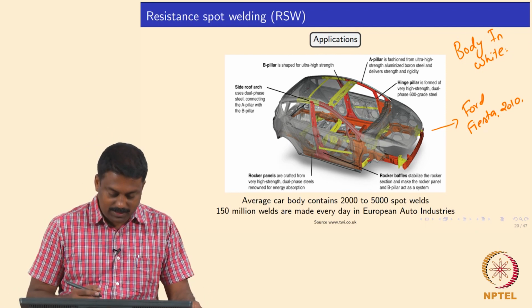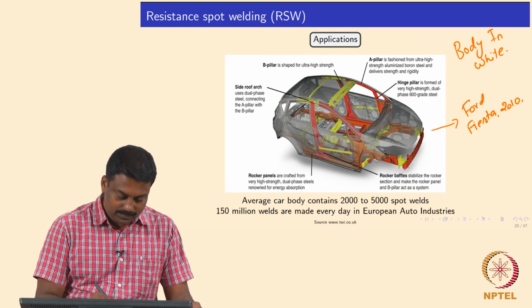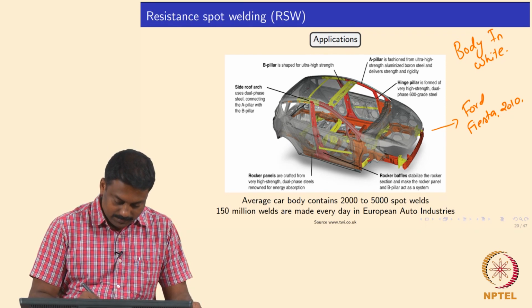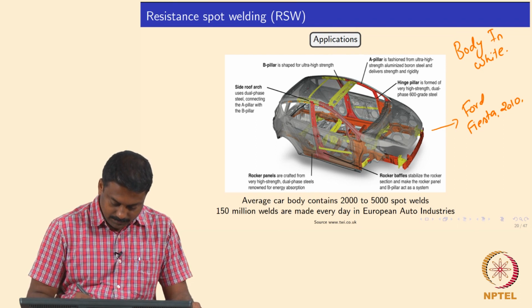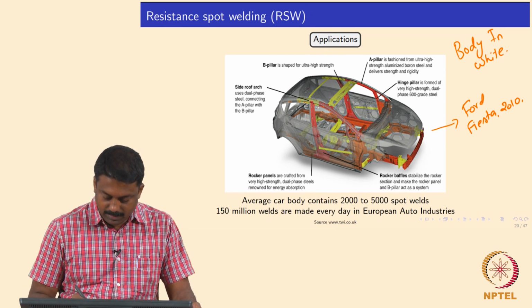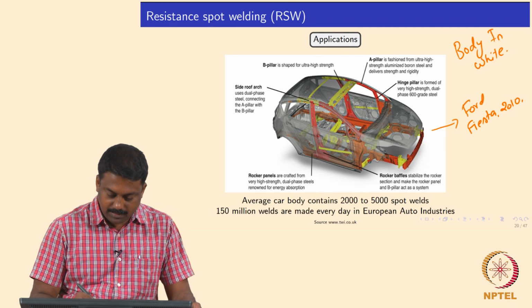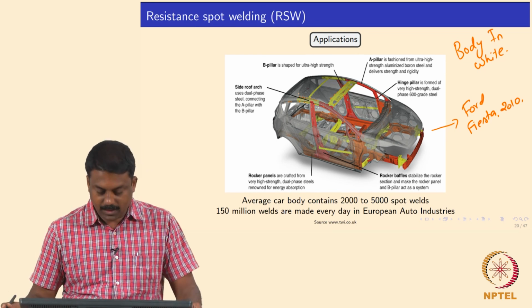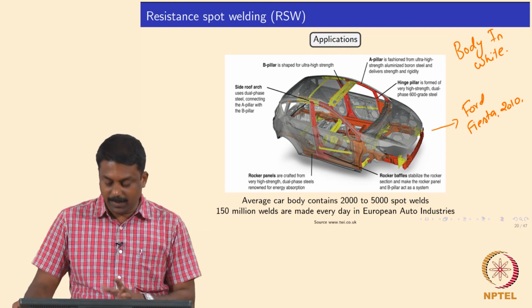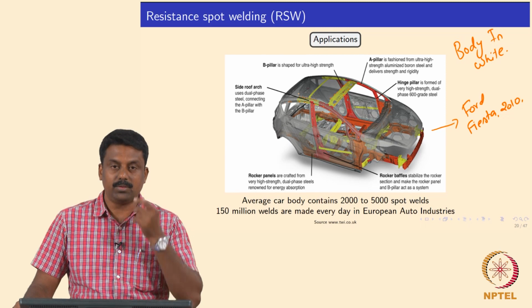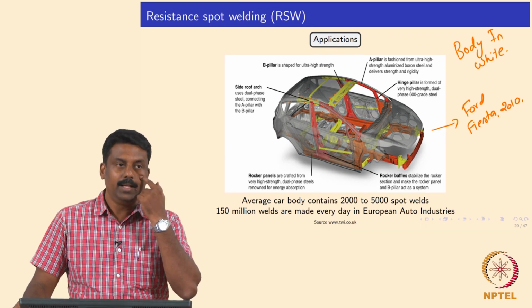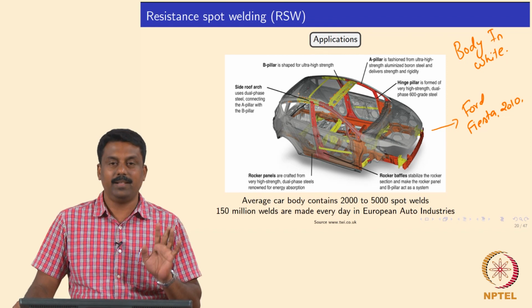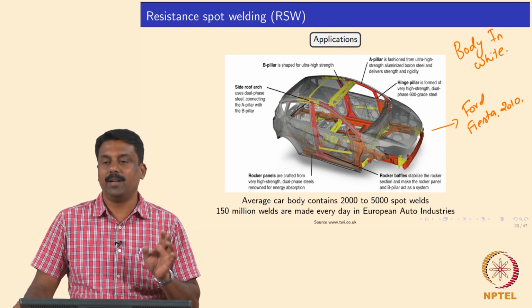And then if you look at the parts, all these pillars, you see the black dots, these are all welds, resistance spot welds. Okay, so these flanges, the pillars and all the parts are all joined by resistance spot weld. Okay, so you see the dots here. I don't know, it is difficult to see. Okay. So in a typical automotive car, you have about 2000 to 5000 spot welds. Okay. So the number of welds you make per day in India will run around a few crores.